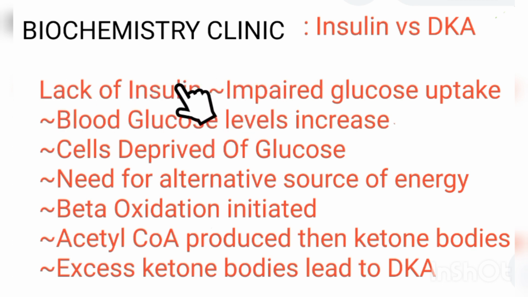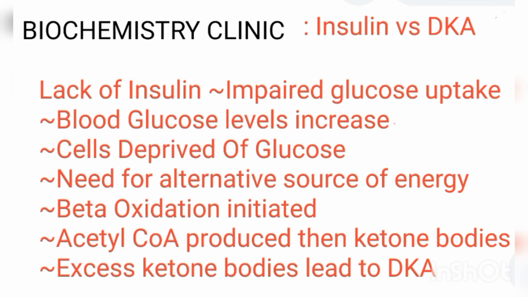So lack of insulin technically leads to impaired glucose uptake. This is so because for glucose to move from the bloodstream into the cells, you definitely need insulin. So if there is no insulin, we expect impaired glucose uptake. So if glucose is not normally taken up by the cells, we are going to have blood glucose levels increasing.